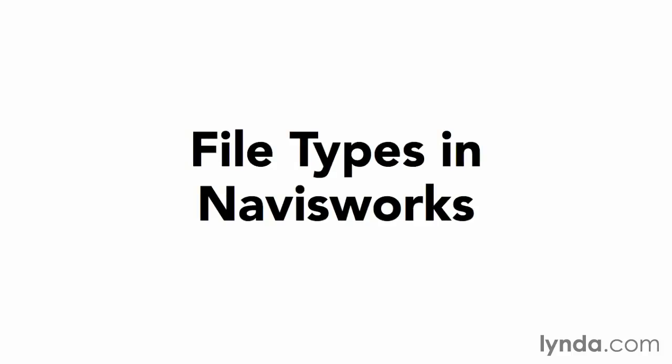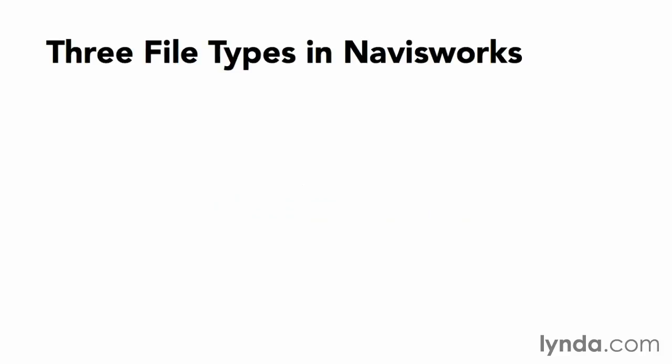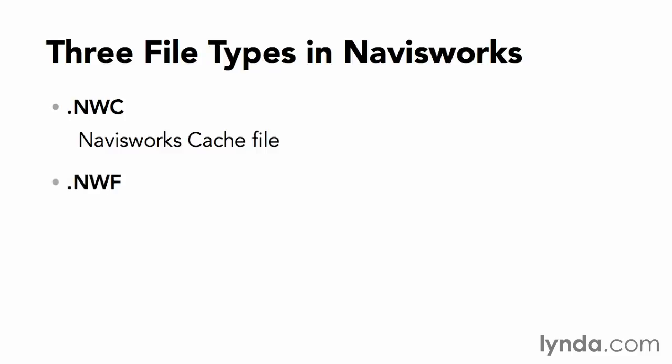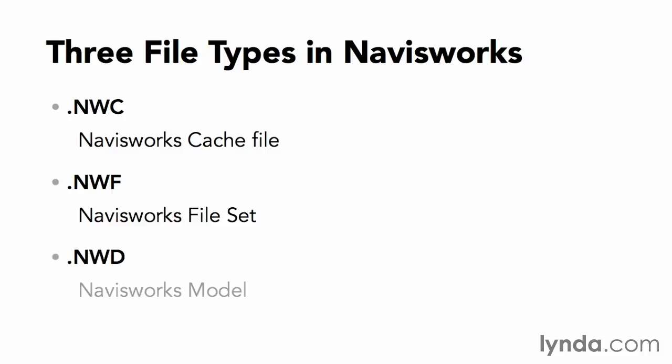Let's take a look at the file types in Navisworks. There are 3 different types of Navisworks files. The first is an NWC. This is called the Navisworks cache file. There's an NWF. That's called the Navisworks file set. And last but not least, there's an NWD. This is a native Navisworks model.